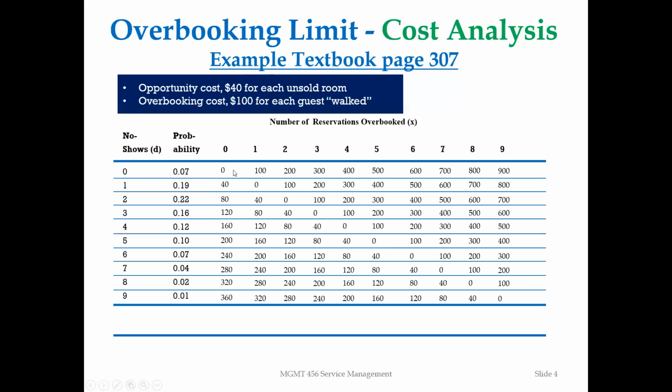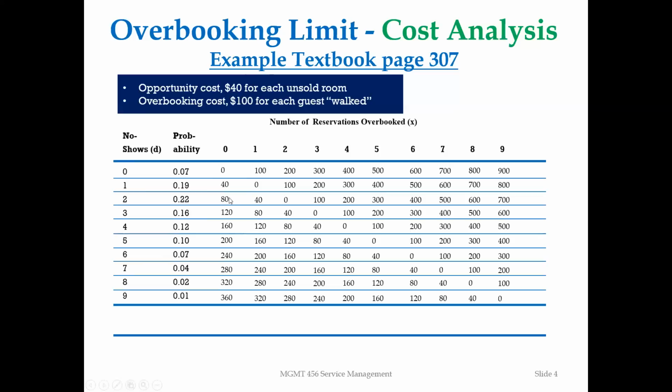So what I want to do for each column, or in other words, for each possible overbooking limit, is calculate the expected cost. In other words, what is the average cost? For example, let's look at overbooking limit 0. If I overbook by 0, what is the average cost?